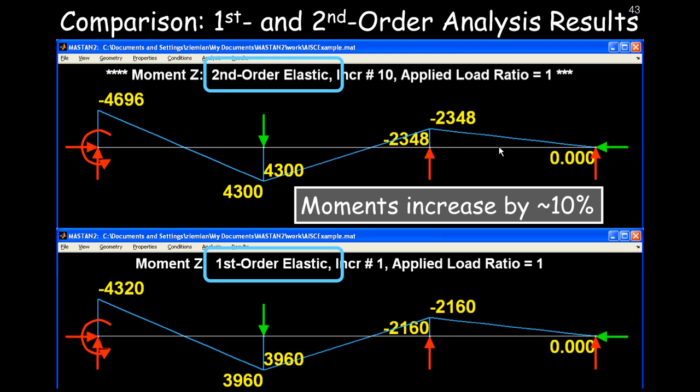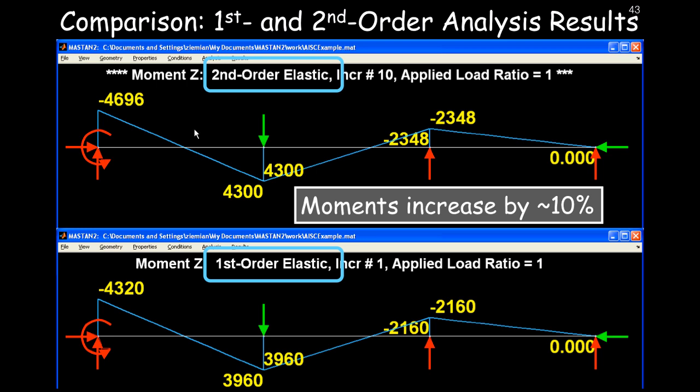All right. So I've got two moment diagrams here, results of two different analyses. The top one included second order effects. Both moment diagrams are from elastic analysis, so I haven't accounted for any yielding. Like I said, the top one accounts for second order effects where the bottom one doesn't. And if you take a look at these moment diagrams, what you can see is that they differ by about 10%. And the truth be told, in the second order analysis, the moments are being increased by about 10%.